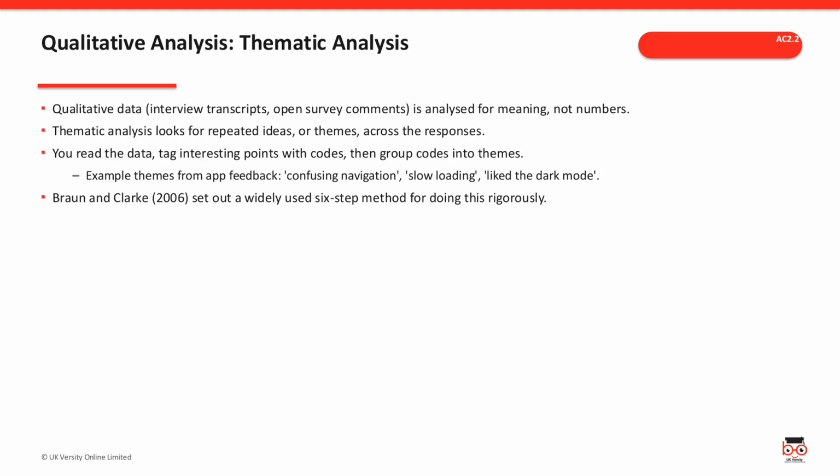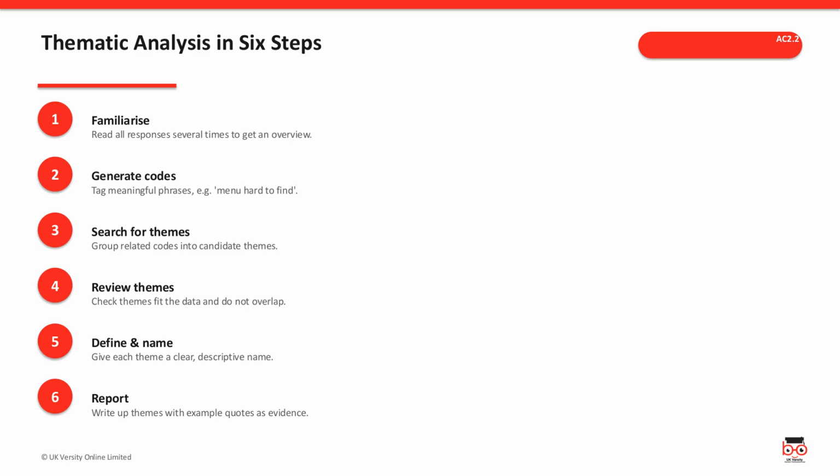Qualitative data, things like interview transcripts and open survey comments, is analyzed for meaning rather than numbers. The main approach is thematic analysis, which looks for repeated ideas or themes across the responses. You read the data closely, tag the interesting points with codes, then group those codes into themes. You might end up with "confusing navigation", "slow loading", and "liked the dark mode". Braun and Clarke set out a widely used 6-step method for doing this rigorously.